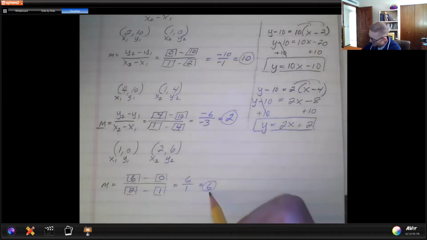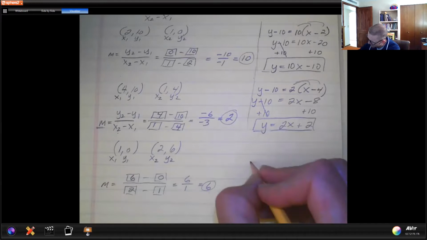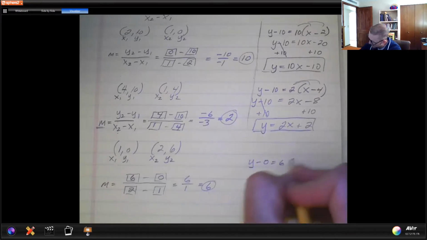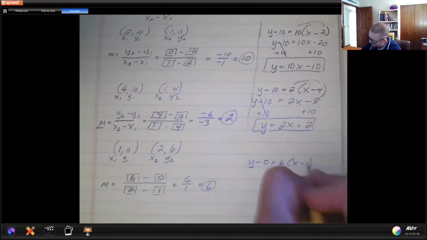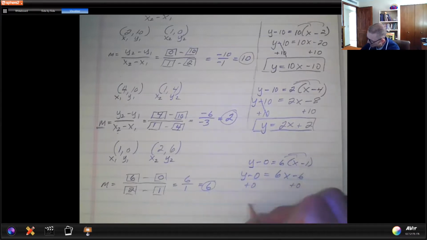And we're now going to plug this in for m. And I have my x1 and my y1 here. So this is going to become y minus 0 equals 6 times x minus 1. Distribute. So that's 6x minus 6. And remember, I'll add the 0, but that's really not necessary. And so y equals 6x minus 6 for that answer.